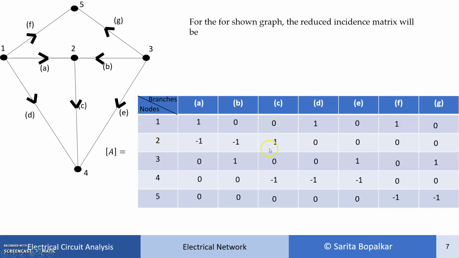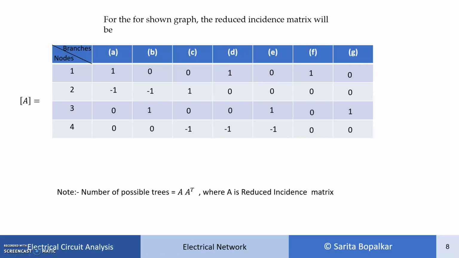Any one of the rows, either 2, 3, 4, 5, you can delete, and whatever new matrix is formed is called a reduced incident matrix. So if I delete row 5, the remaining matrix is called a reduced incident matrix. The number of rows is 4 instead of 5, and the branches remain the same. So this is the reduced incident matrix.